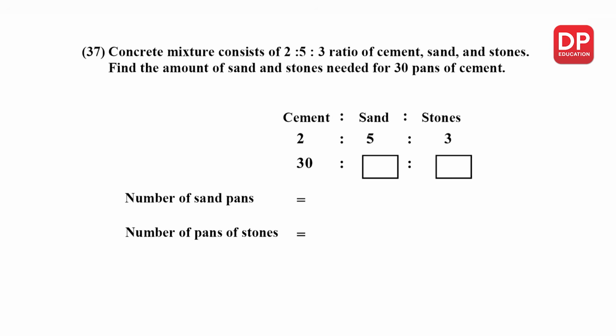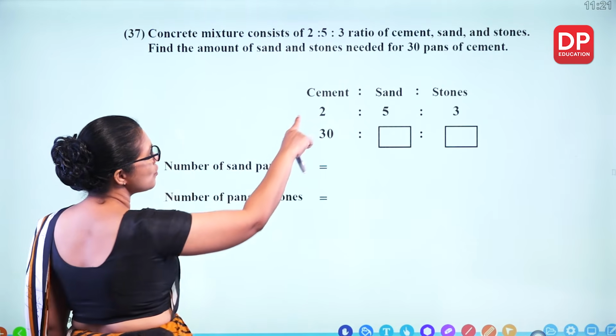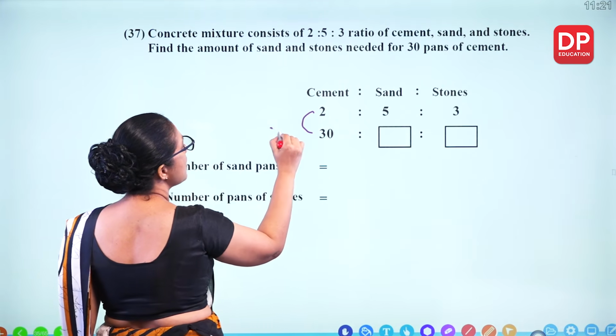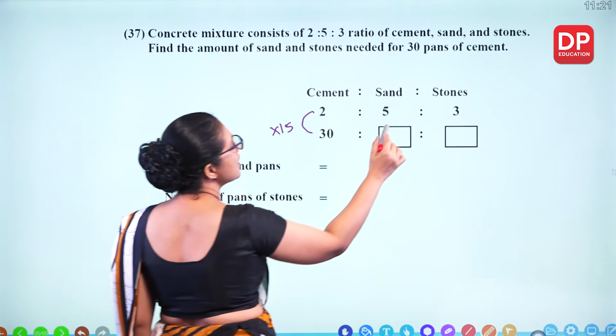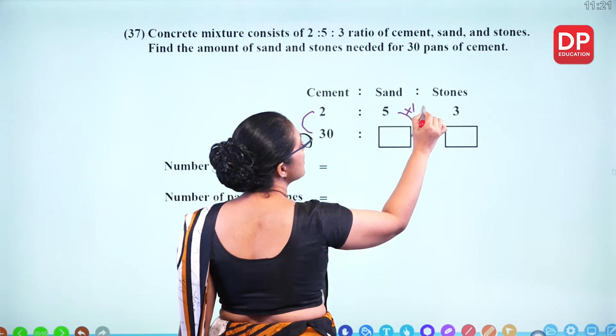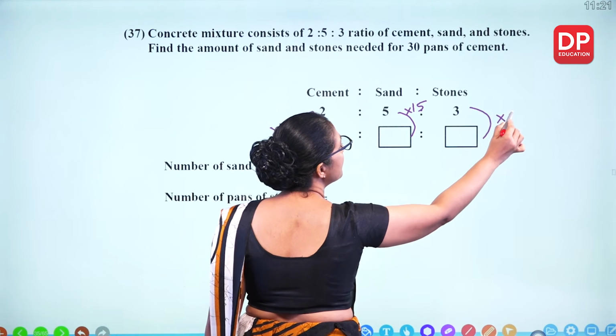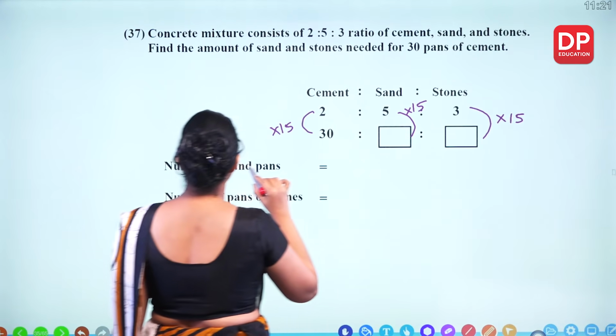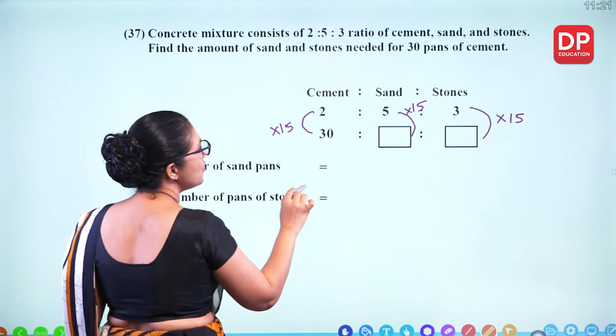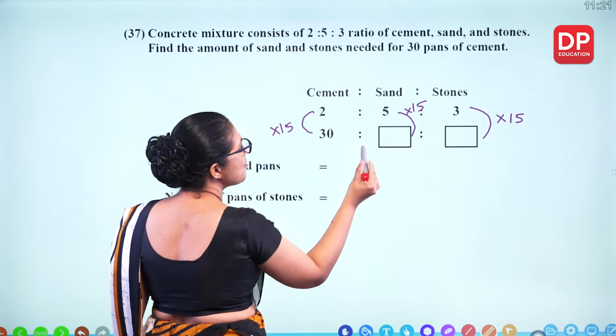Concrete mixture consists of 2:5:3 ratio of cement, sand and stones. Find the amount of sand and stones needed for 30 pans of cement. 2 becomes 30. That means multiply by 15. Do the same thing. Multiply by 15 here. So what's the amount of sand you need? 15 times 5.